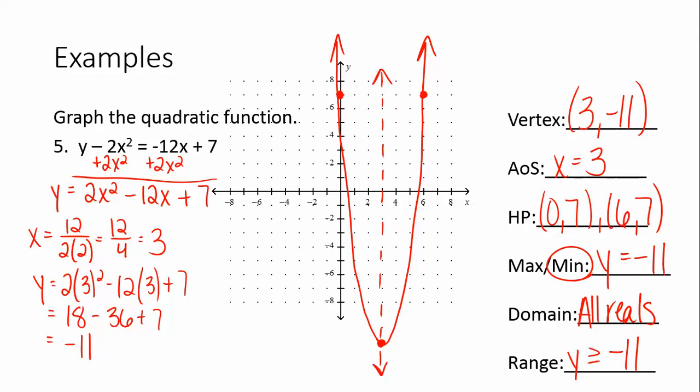So hopefully this is starting to make sense now. I do think it's easier than finding or calculating a full table of values, especially since sometimes we can't find the vertex, so then we're not sure which way our parabola goes.